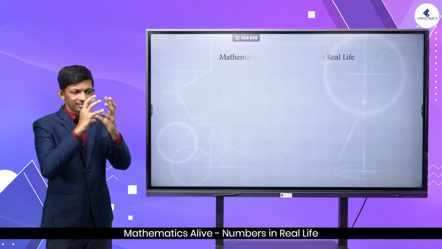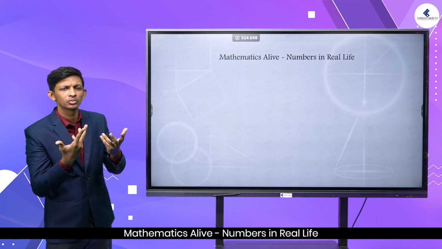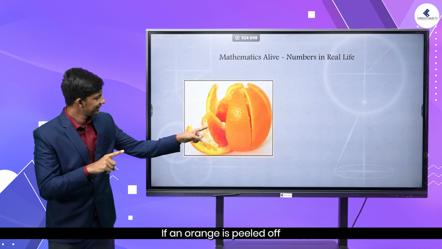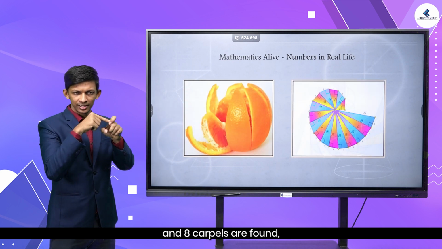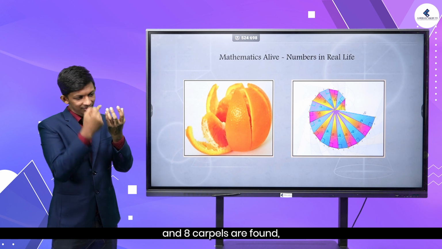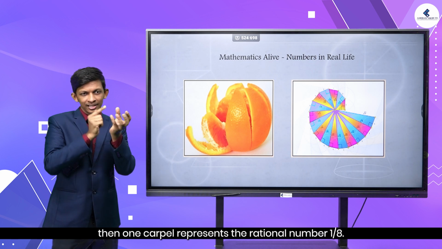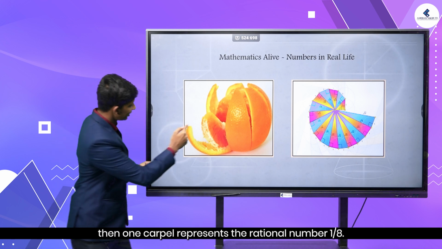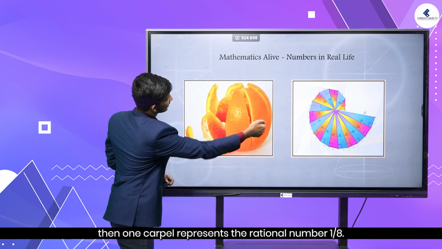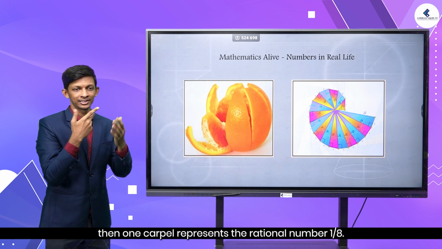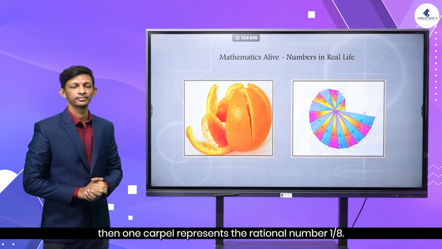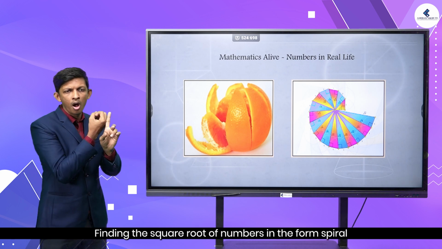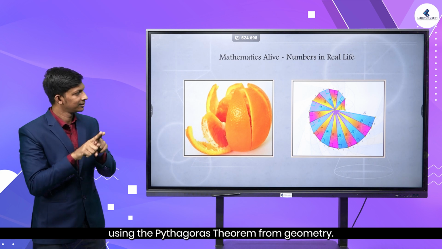Mathematics alive, numbers in real life. If an orange is peeled off and 8 carpels are found, then one carpel represents the rational number 1 by 8. Finding the square root of numbers in the form of a spiral using the Pythagoras theorem from geometry.